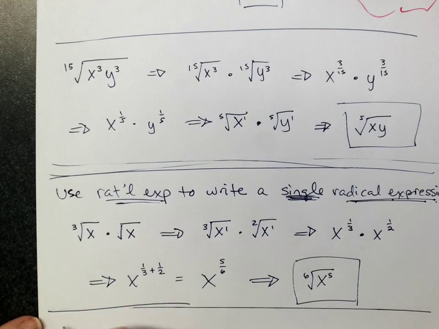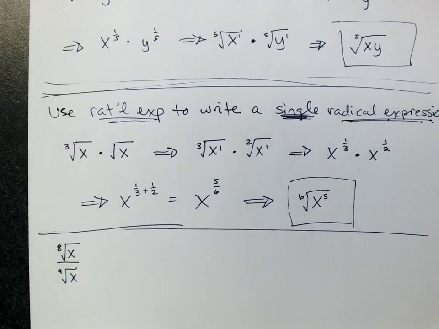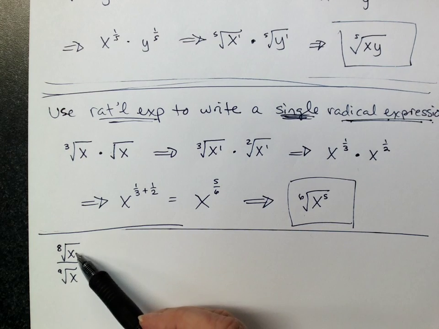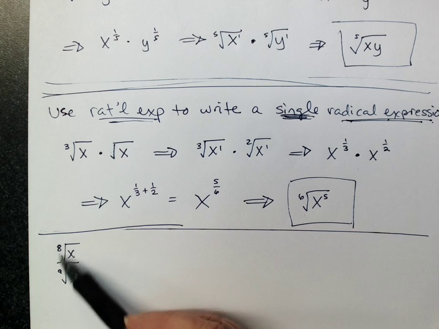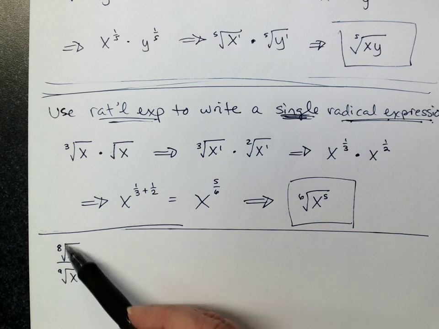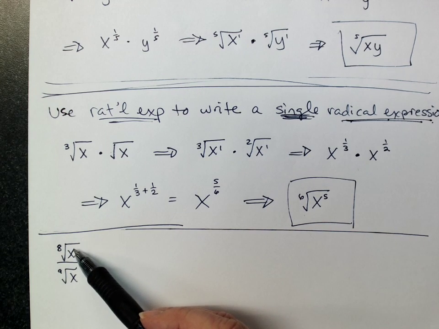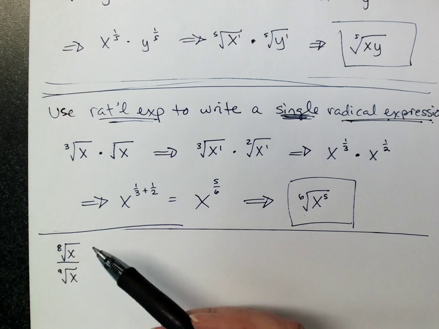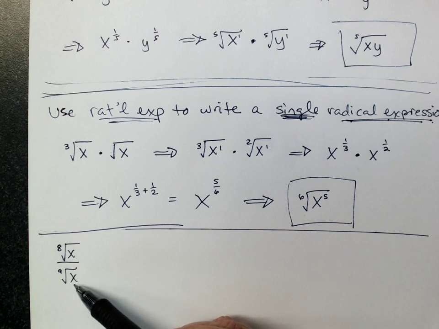Okay. So one other quick variation of that: x, the 8th root of x divided by the 9th root of x. Can we use our quotient rule? Can we put these under one house? No, because the indices are different. If we put it under one house by our quotient rule of radicals, what index would we use? So we can't use the earlier rule because the index is different.